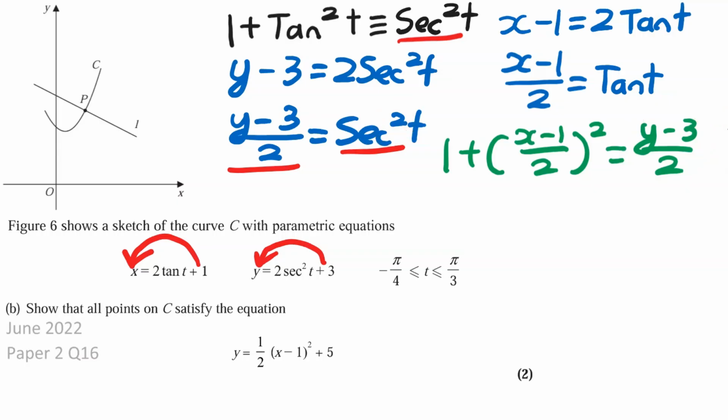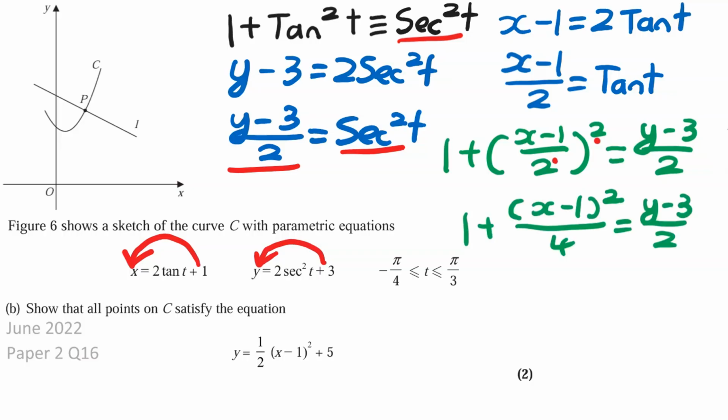Okay, so we need to get it into this format here, so let's do some simplifying. Firstly, you can see that we have this x minus 1 squared in our final answer, so let's not expand that, let's just leave it like that. This 2 here in the denominator is to the power of 2, so 2 squared is equal to 4. So it's 1 plus x minus 1 squared over 4 is equal to y minus 3 over 2.